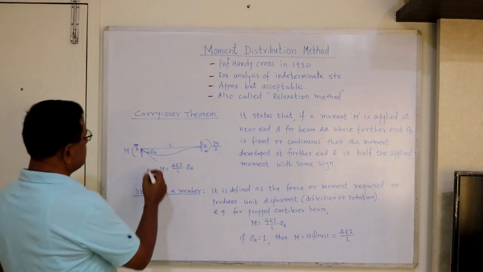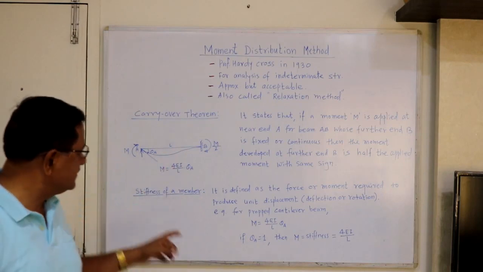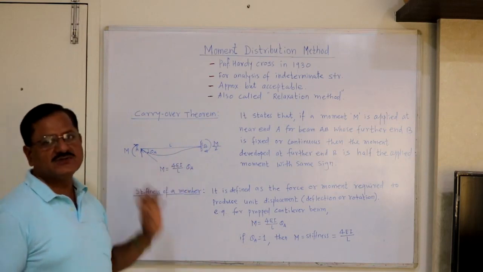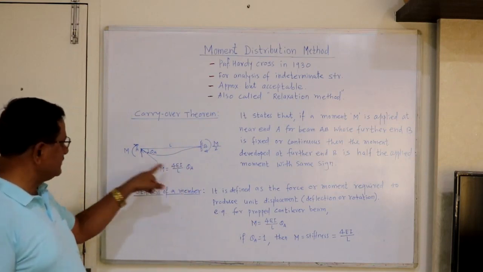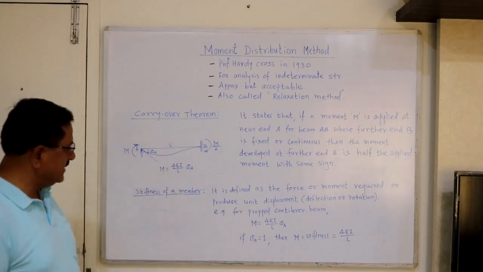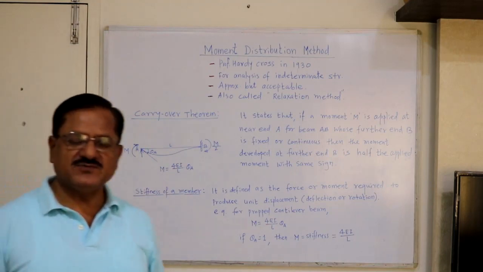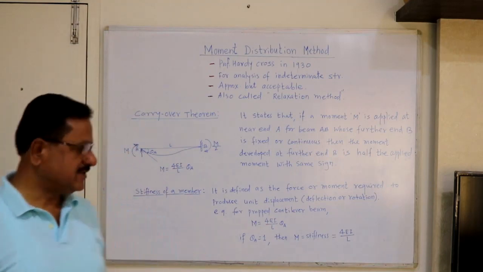Now if theta A is the rotation due to the moment, then the moment is given by 4EI upon L into theta A. Or if you want to calculate theta A, the slope will be equal to ML divided by 4EI. This is called the carryover theorem, and we are going to use this theorem while solving the problems.